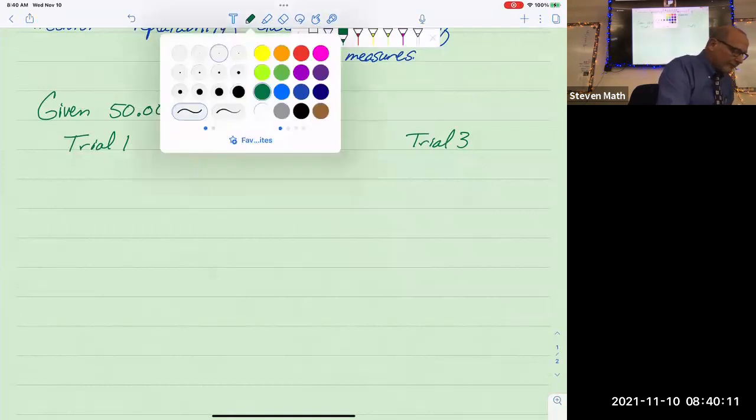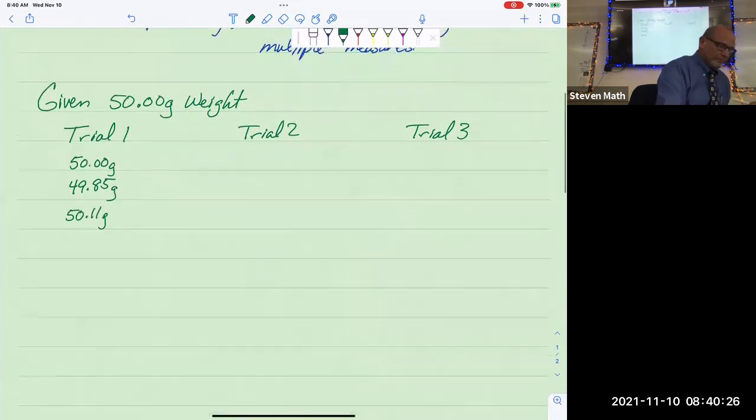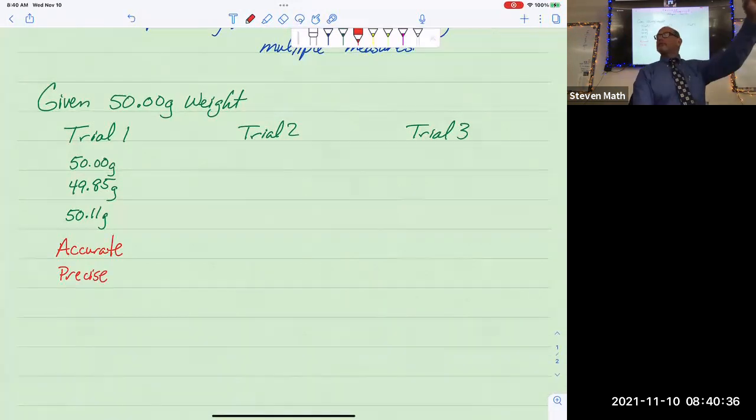In the first trial, we weigh it 3 times, mass it out. 50 grams, 49.85, 50.11. I'm going to call trial 1 accurate and precise. Numbers are all tightly clumped, and the numbers are all very close to 50. We like this.